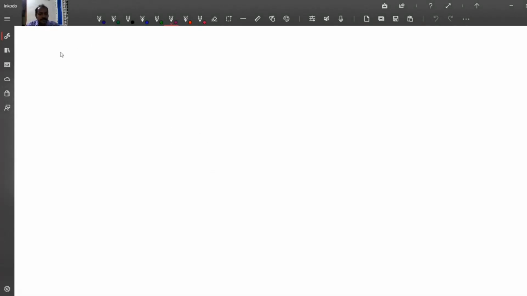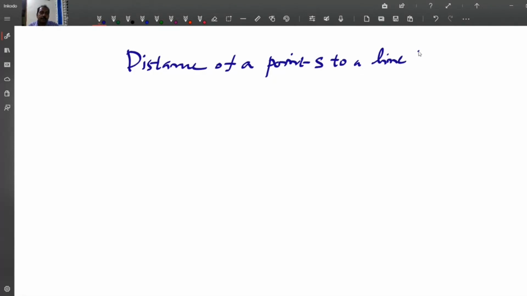So, the distance from a point S to a line L in space. Of course, the point S is also in space. So let us see what is the situation there.